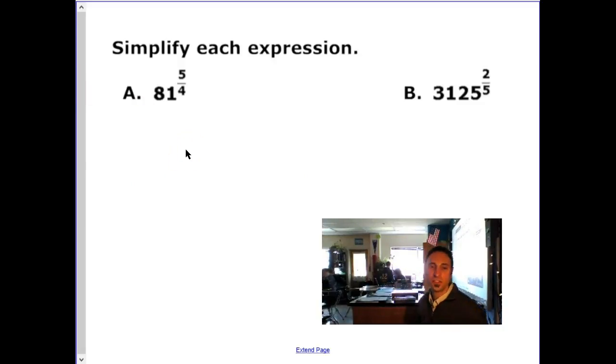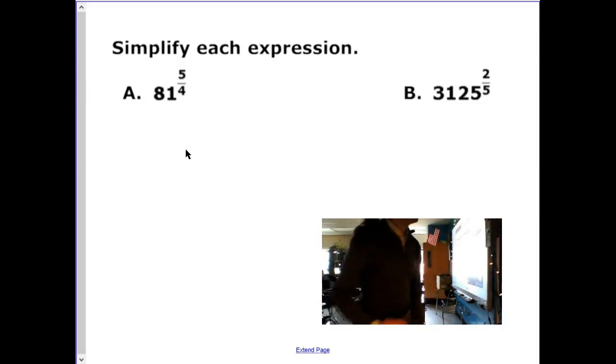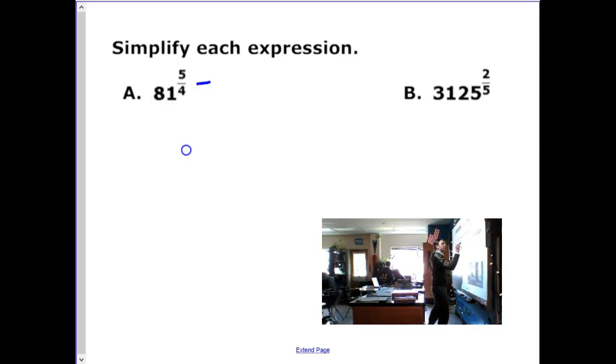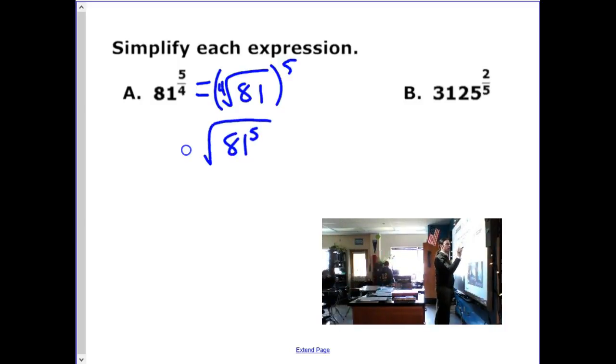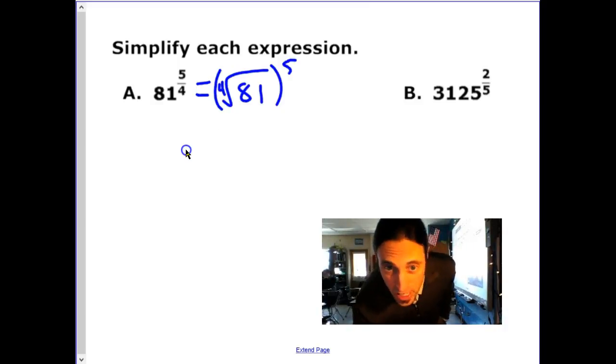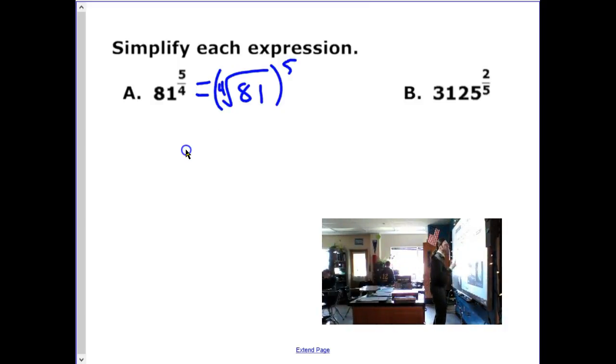So the first one says 81 to the 5/4, and so another way to write this is the 4th root of 81 to the 5th, or you could say 81 to the 5th, all of that to the 4th. So what comes to mind for me is, okay, I'm going to do the easier one first. I'm going to try to simplify this first. So really what I want to do is, what's the 4th root of 81? What number times itself 4 times is 81? Well, that number is 3.